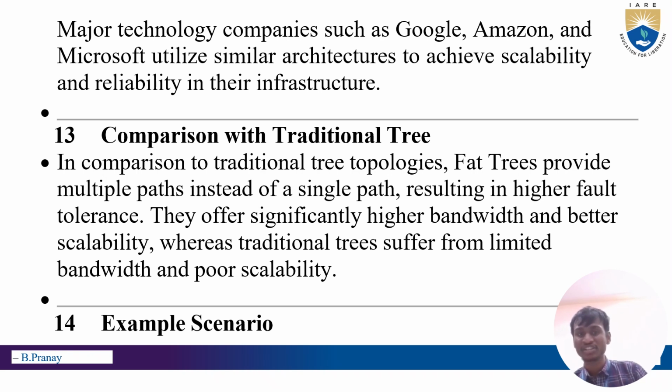Comparison with traditional tree topologies. In comparison to traditional tree topologies, fat trees provide multiple paths instead of a single path, resulting in higher fault tolerance. They offer significantly higher bandwidth and better scalability, whereas traditional trees suffer from limited bandwidth and poor scalability.